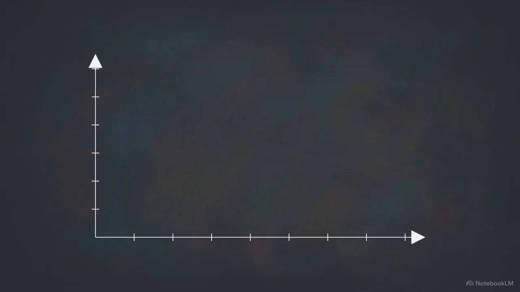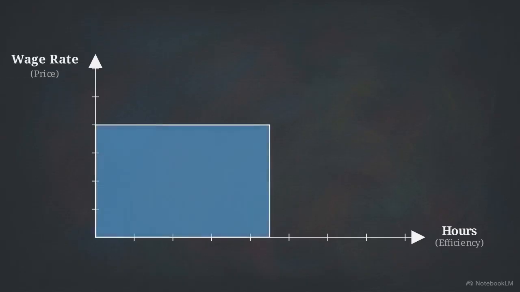To understand exactly how these variances separate, we can plot our labor costs on a Cartesian plane. We have hours, or efficiency, on the x-axis, and wage rate, or price, on the y-axis. We start by plotting our standard budget expectation. This creates a baseline geometric shape representing what the job should cost.